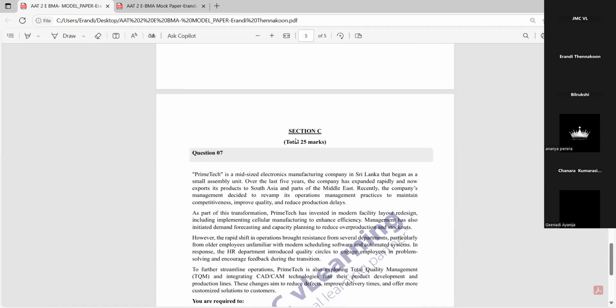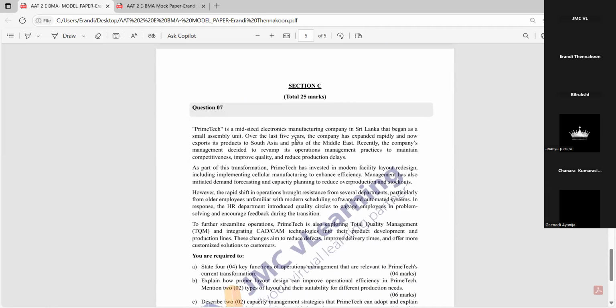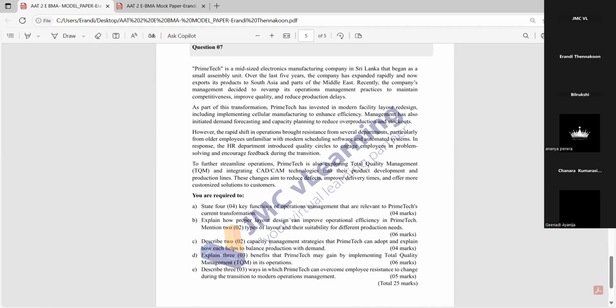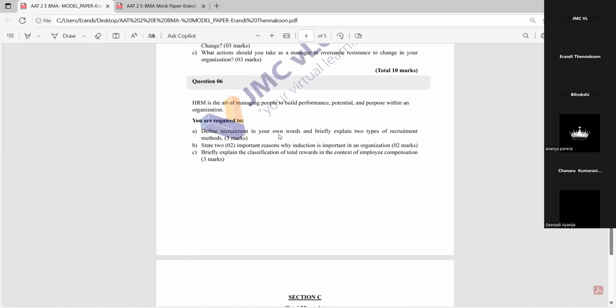And at the end, there will be an essay type question on some scenario. This is a case-based question, and you will get 25 marks for this. There you have to answer 4 or 5 questions related to this case study. When you are answering case study type questions, you have to refer to the subject areas as well as to the case study. We'll see how we are going to answer these questions.